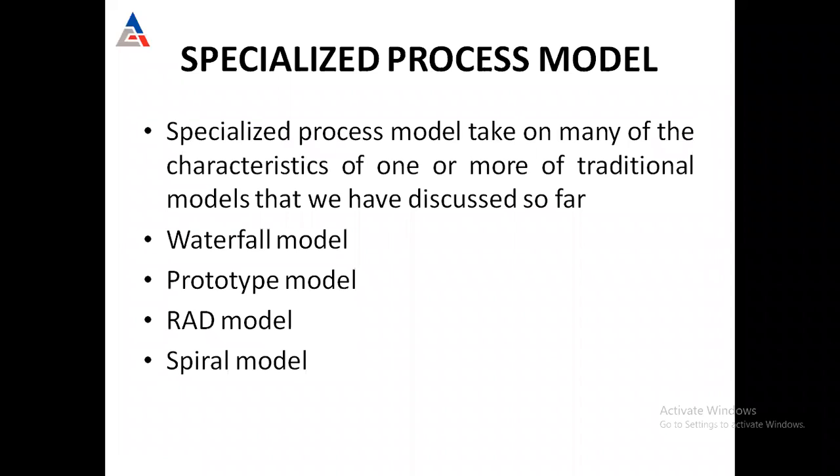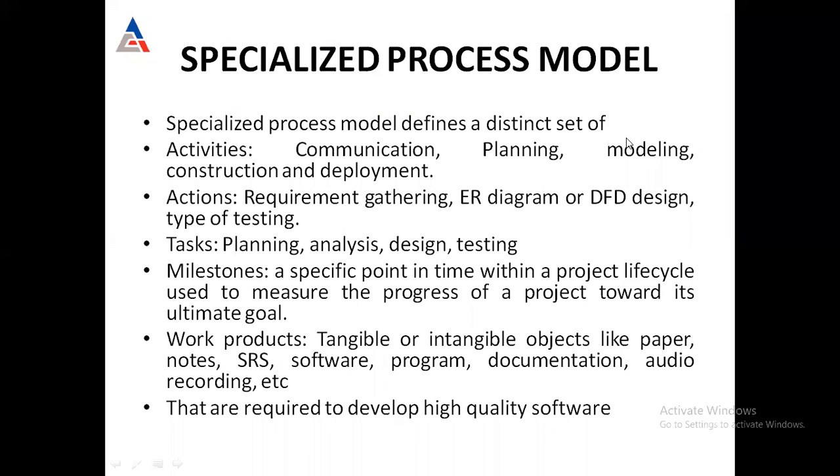So what is the specialized process model? The specialized process model takes on many characteristics of one or more of the traditional models that we have discussed so far. It takes the features of the waterfall model, prototype model, rapid application model, and spiral model. The specialized process model defines a distinct set of activities: communication, planning, modeling, construction, and deployment.